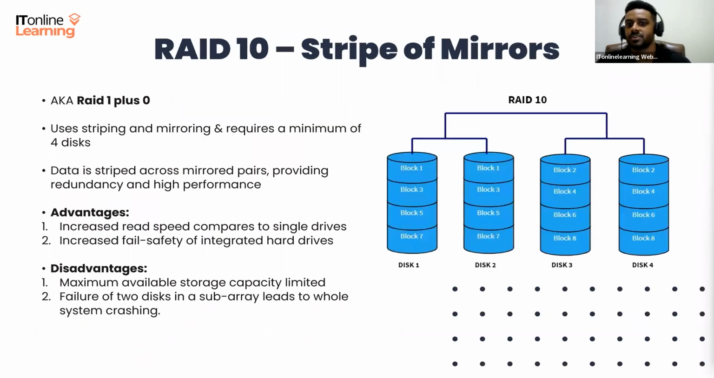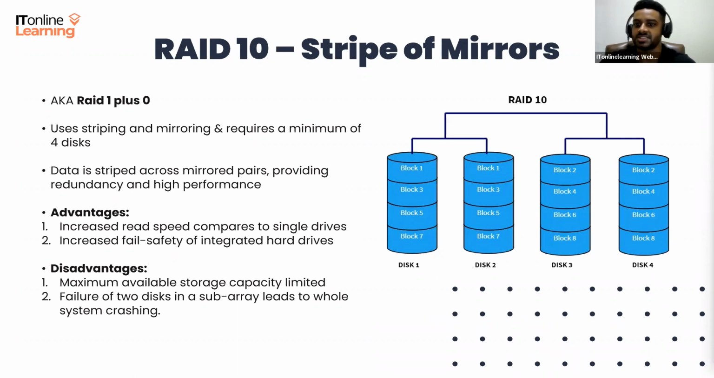The last configuration we're going to discuss is RAID 10, also known as RAID 1+0. It uses striping and mirroring and requires a minimum of 4 disks. With RAID 10, the data is striped across the mirrored pairs, which provides redundancy and high performance. RAID 10 is your best choice when you have applications that require fast read-write operations, like databases, emails, web servers, or any other system that requires high disk performance.